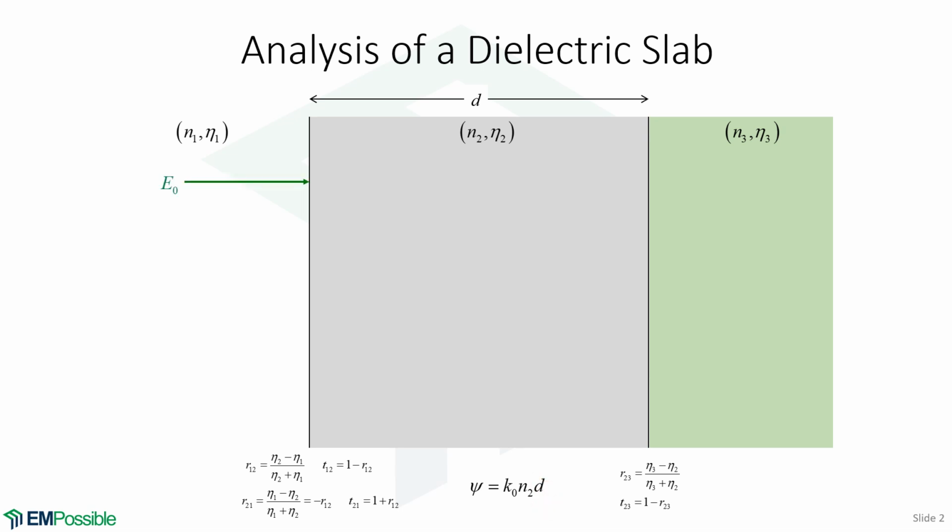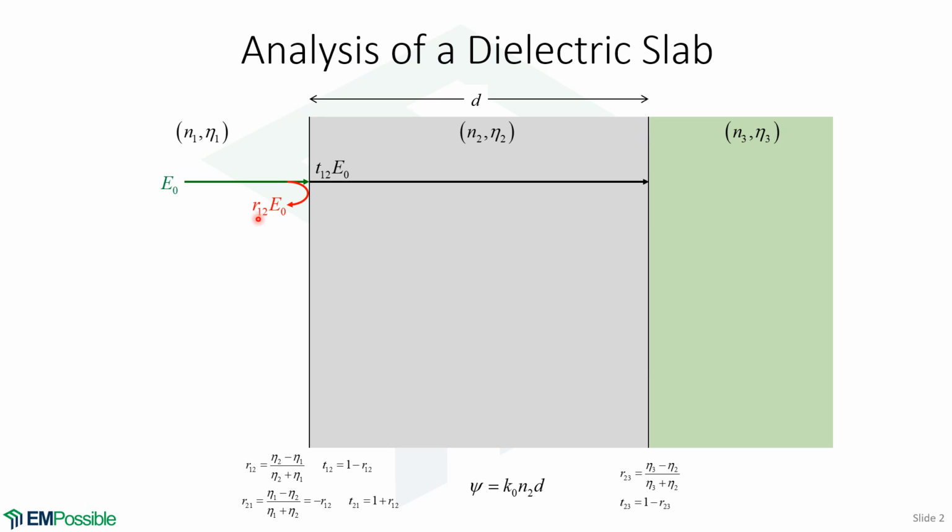Okay, so let's start with this analysis. We have an incident wave, and it'll have an amplitude E naught. What happens at that interface? Well, one of two things. Some of that can reflect, and some of it can transmit. So how much would reflect? Well, we take the amplitude E naught, and we multiply by this reflection coefficient R12.